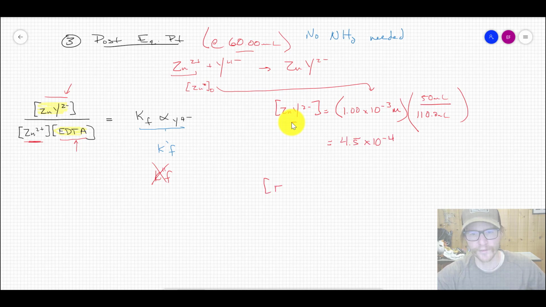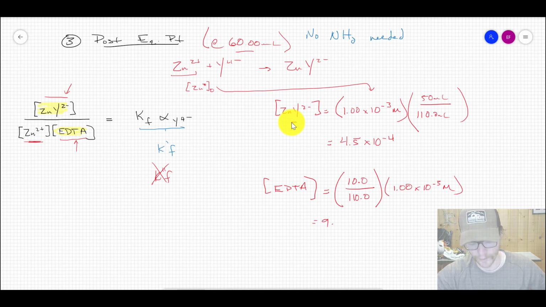Similarly, if we want to look at the EDTA concentration, that's just going to be whatever is in excess, which in this case is the 10 mL, because it's 60 minus 50, 50 being the equivalence volume. So we've got 10 extra beyond equivalence divided again by the total volume, here 110, multiplied by the original concentration of the EDTA, which was also a millimolar in this case. So that gives us a value of 9.1 times 10 to the minus 5 molar.